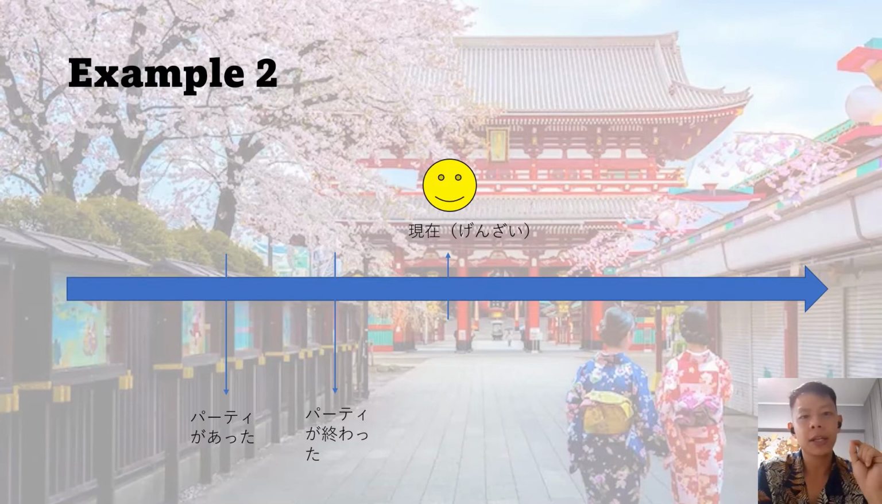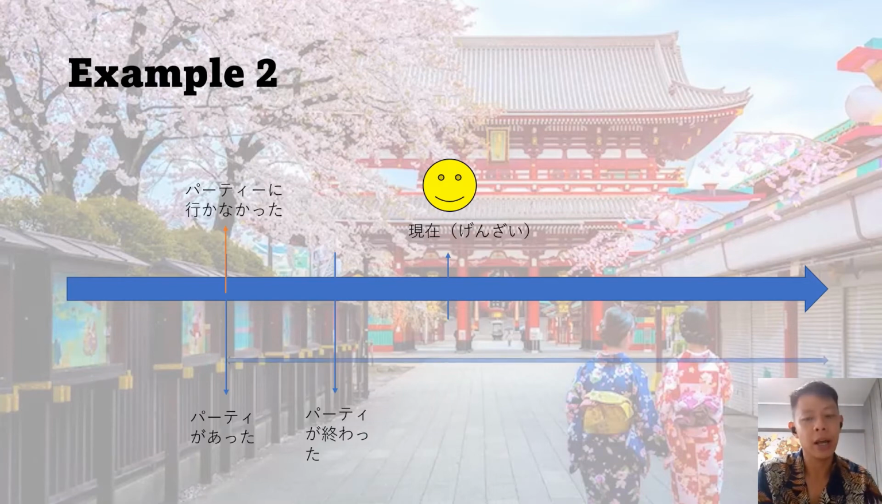So let's say that you didn't go to the party when the party started. You would say 私はパーティーに行かなかった. But when you're telling your friend that I didn't go to the party, you're not talking about this point over here. You're saying that I didn't go to the party. This is the state I'm currently in. I'm still not at the party. It's a continuous state that you're not at the party and you have never gone to the party and you will never ever have to go to the party again because the party has ended.